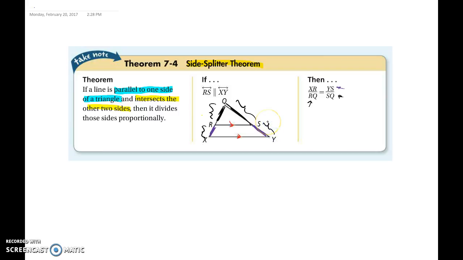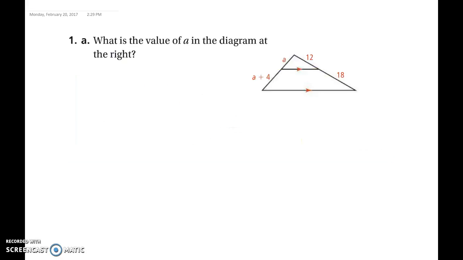You do have a little bit of freedom in the way that you set these up. It's not just one way that you have to set this up. But the main thing that you have to remember is that if you have a side that's parallel to one side of the triangle and it intersects the other two sides, so it must intersect both sides, then it creates a proportion. Let's go ahead and solve a problem using this.